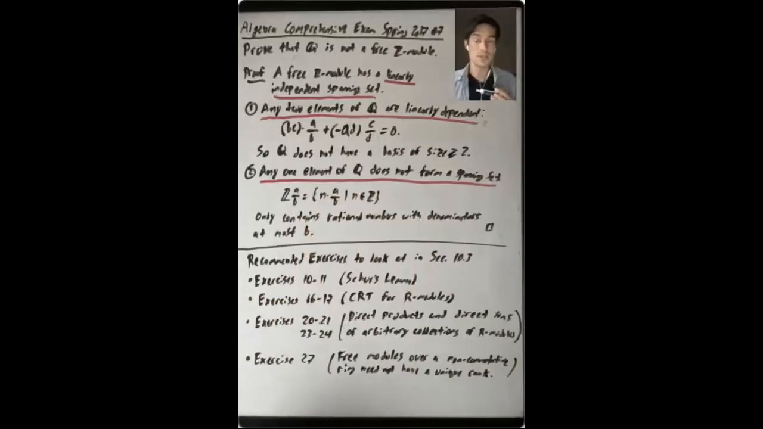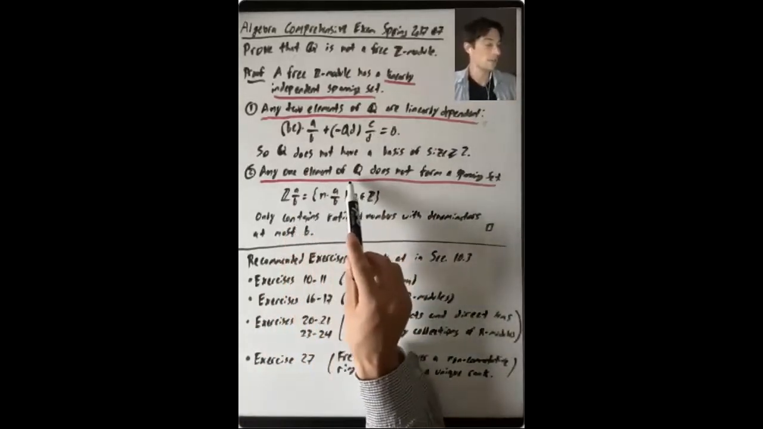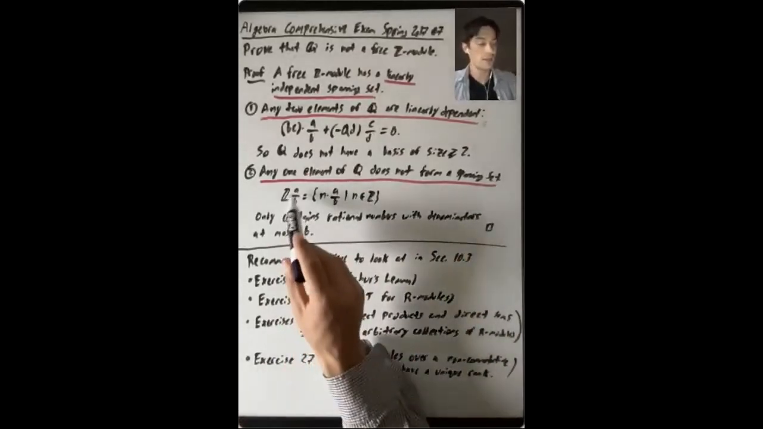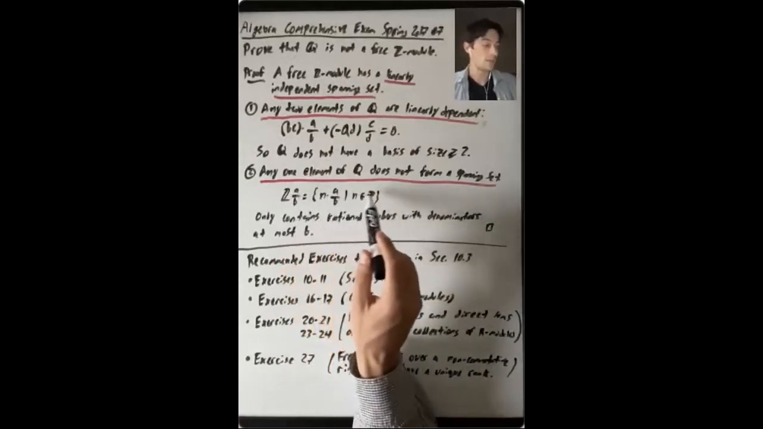So if Q were a free Z module, the only possibility would be that it has a basis of size 1, that there is some element in Q where you take all of the Z multiples, you take the cyclic Z module generated by this element, and you get all of Q. But any one element of Q doesn't form a spanning set. Why? Just look at all the things of the form something in Z times A over B, so N dot A over B for all N in Z.